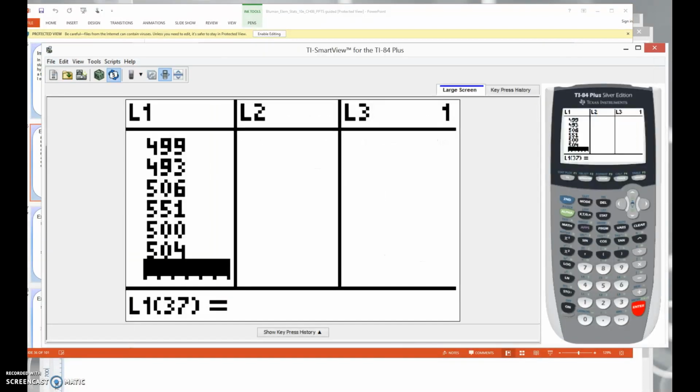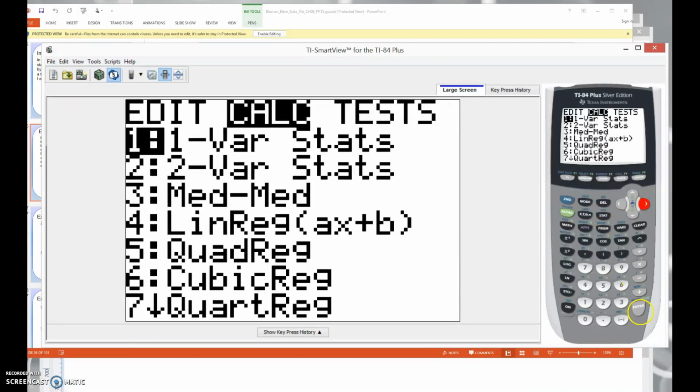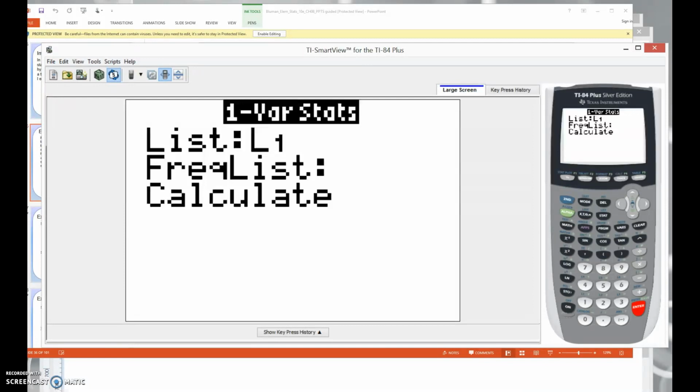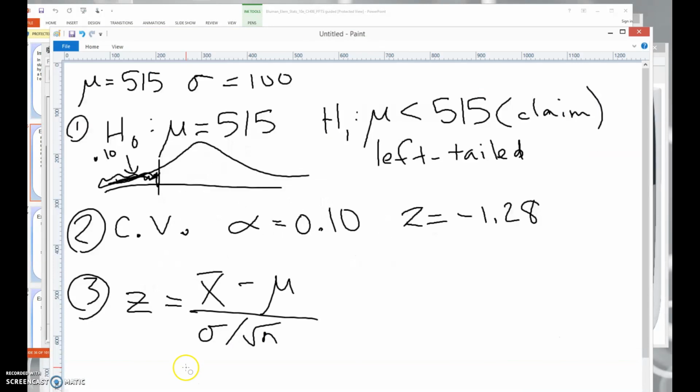Now that I have all the numbers entered into my list, stat, calculate, 1-Var Stats. I put that into list 1. Go down to calculate. And now I can get my x bar. In this case, we want to use 3 decimal places, so x bar is 509.028. I've got all the pieces I need now to type into the formula for my z-test.